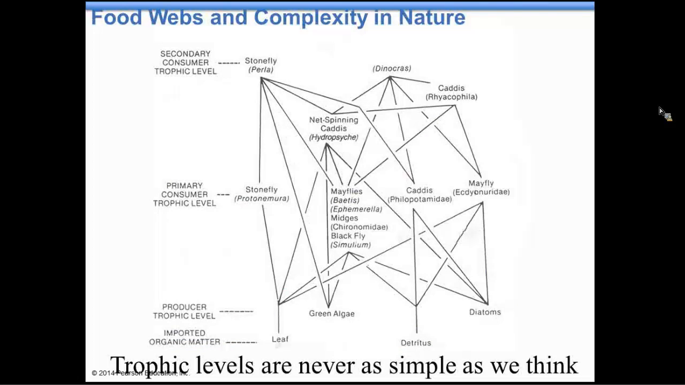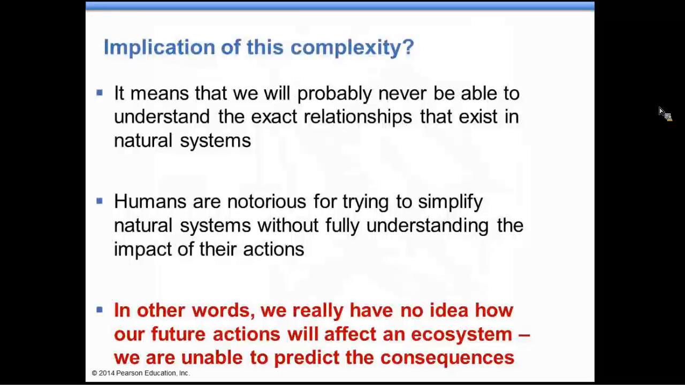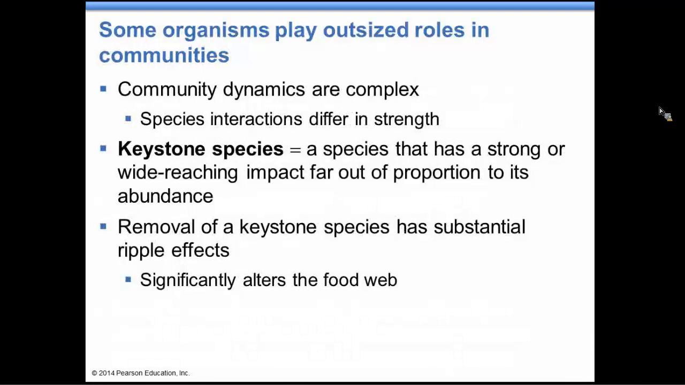And again, trophic levels are never as simple as we think. Here's another very complex food web. And the implication you get is a very simple one. We'll maybe never be able to understand the exact relationships that exist, and humans are notorious for trying to simplify these things such as food chains, but we really can't. So in other words, we have no idea how our future actions can affect an ecosystem, and it's very difficult to ever predict the consequences of any action we have.